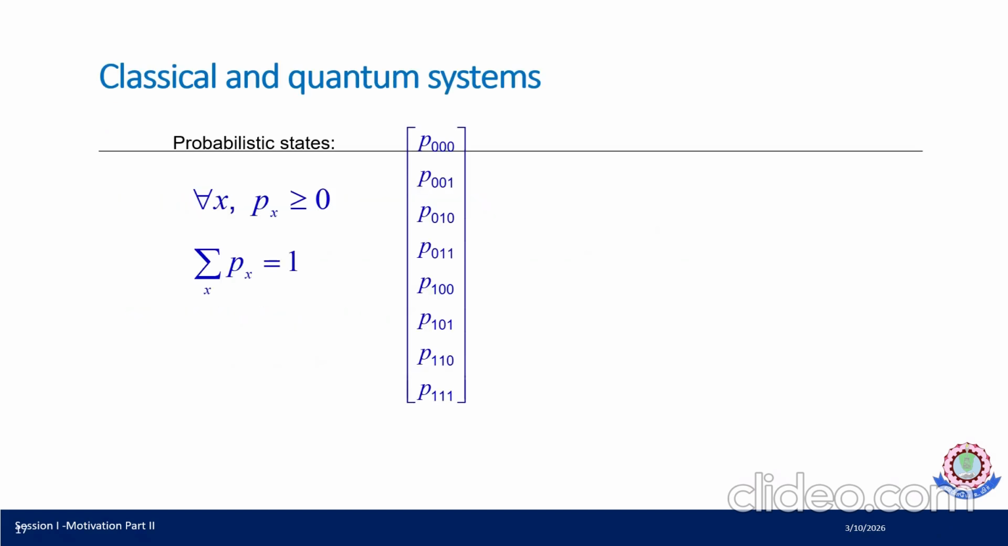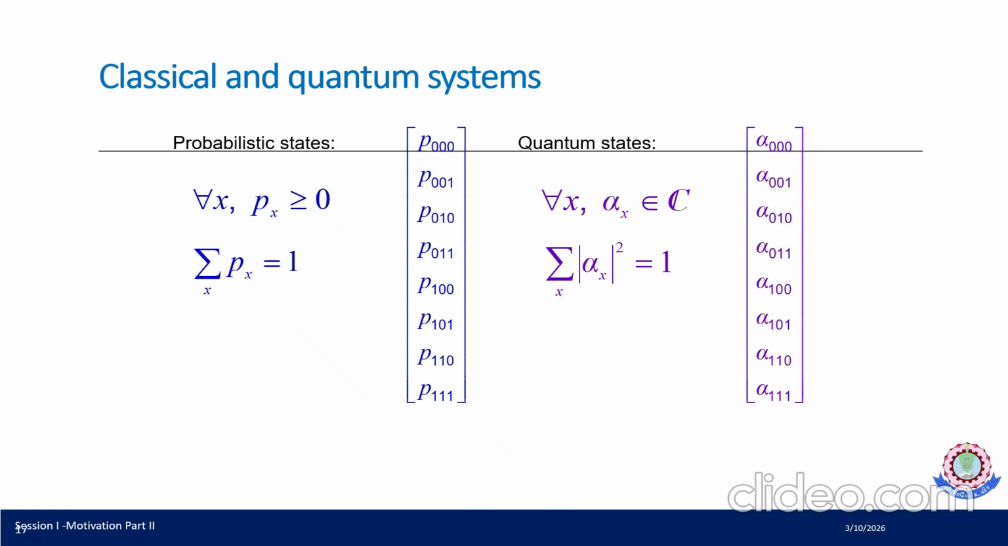So classical and quantum systems, these are the probabilistic states with 3-bit representations: 000, 001, 010, 011, 100, 101, 110, 111. 2 power 3 is equal to 8 possible answers, which can be presented either with a Bell state of 0 or 1 or a half 0 or half 1 state.